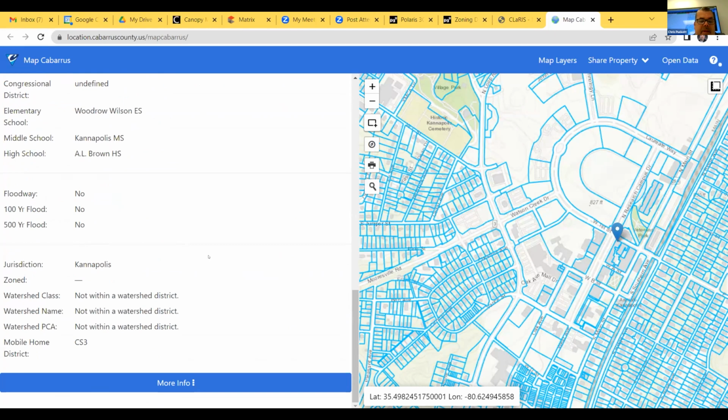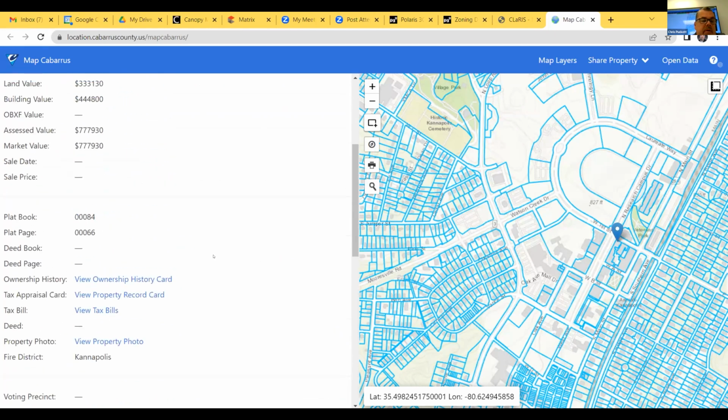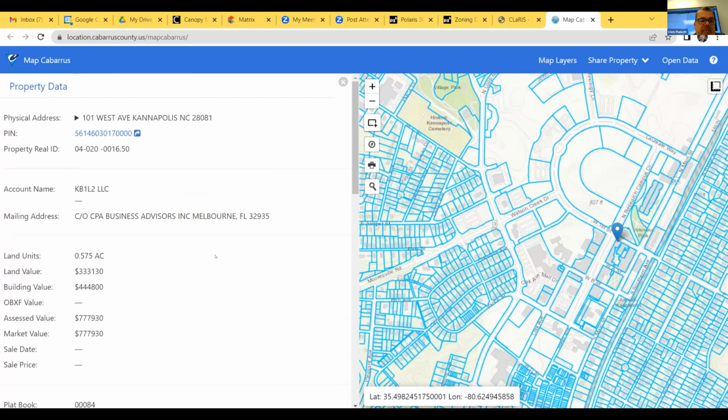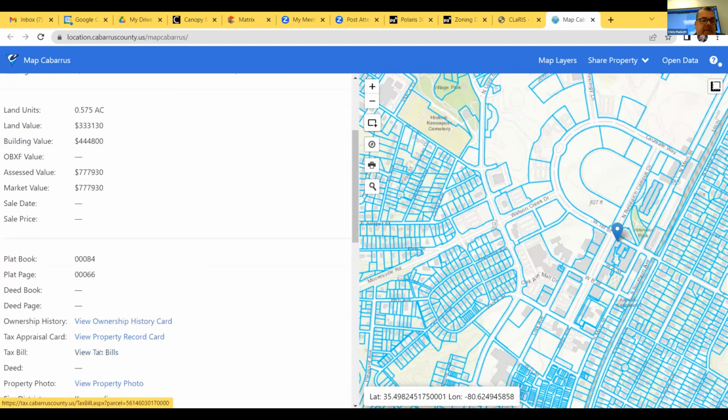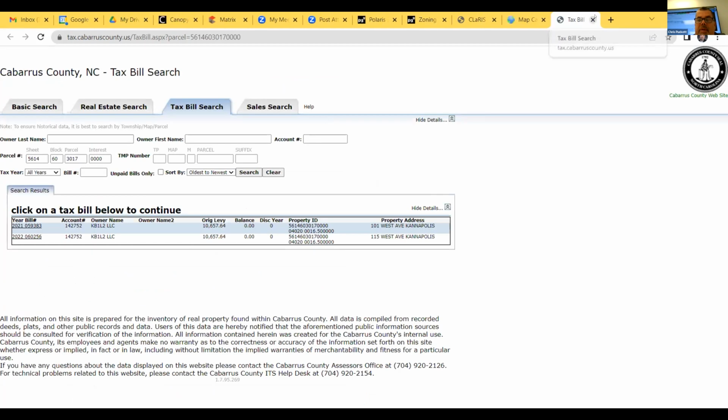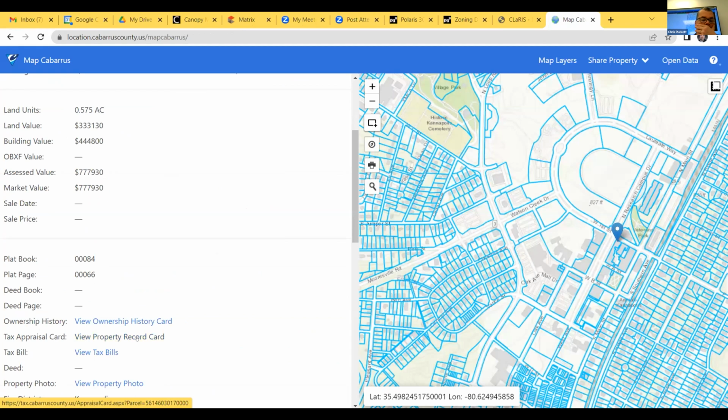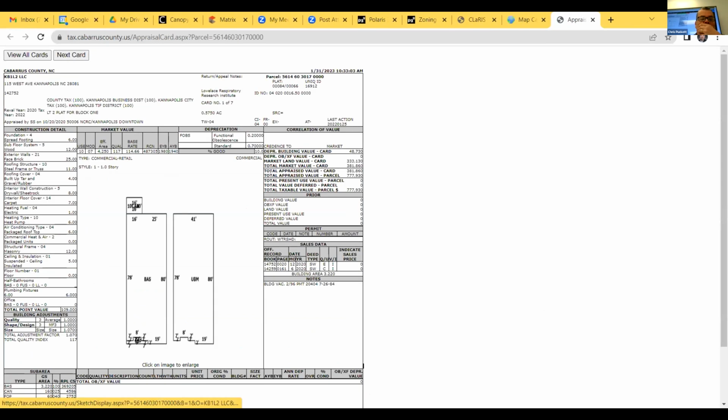Zoning jurisdiction is Kannapolis, so I'll know where to go to look up that information. So I'm going to view the, I think I hit the wrong button. This is the property card record. And this is an absolute eye chart. I hate these things, but the zoning is on here somewhere. Or the zoning designation. First one to find it gets a lollipop. I know what it's zoned, but I cannot find it.